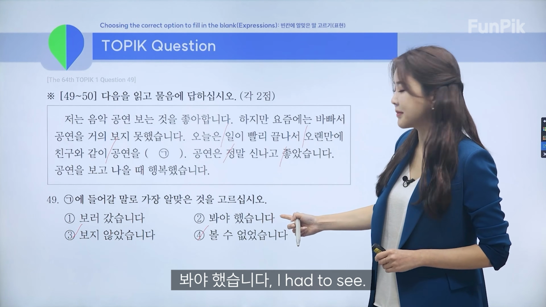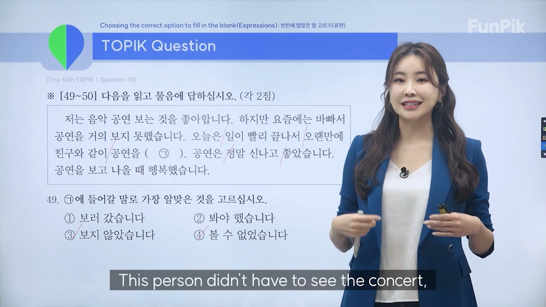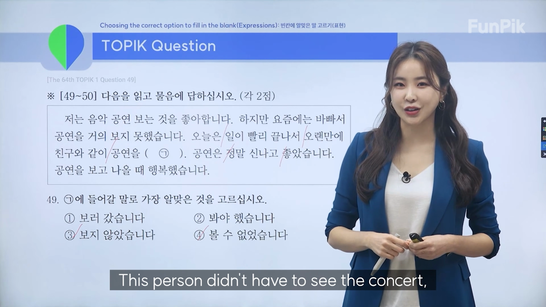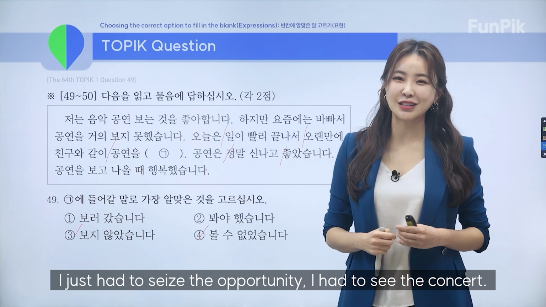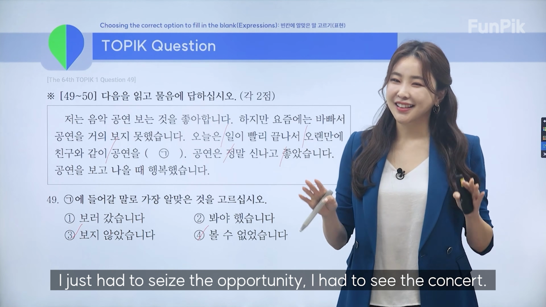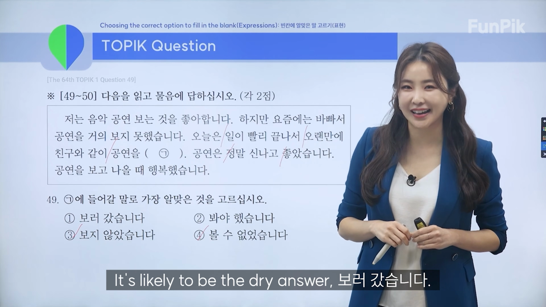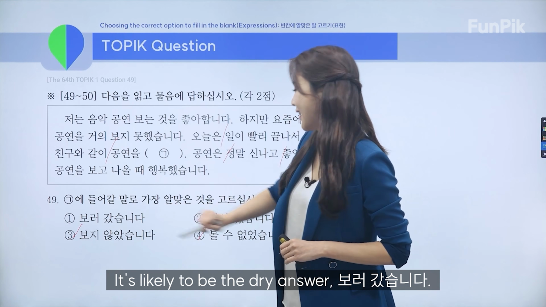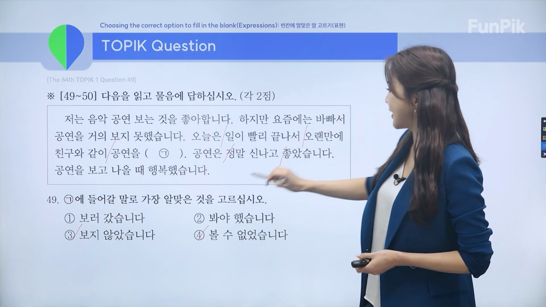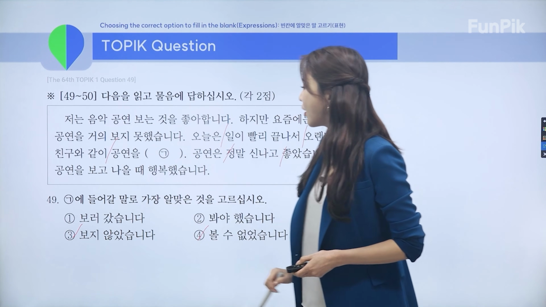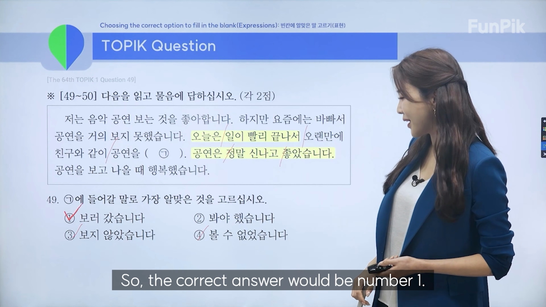All right, so what can it be from 1 or 2? Well, 봐야 했습니다, I had to see. There is nothing about obligation here. This person didn't have to see the concert, unless it's a cheeky way of saying, oh, I just had to seize this opportunity. That is possible, but this is a test, so it's likely to be the dry answer. 보러 갔습니다. 오늘은 일이 빨리 끝나서 오랜만에 친구와 같이 공연을 보러 갔습니다. So the correct answer would be number 1.